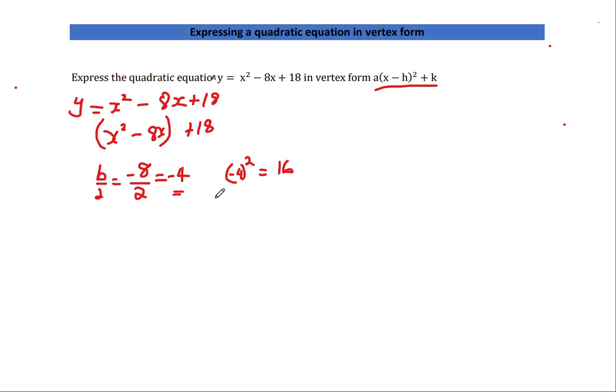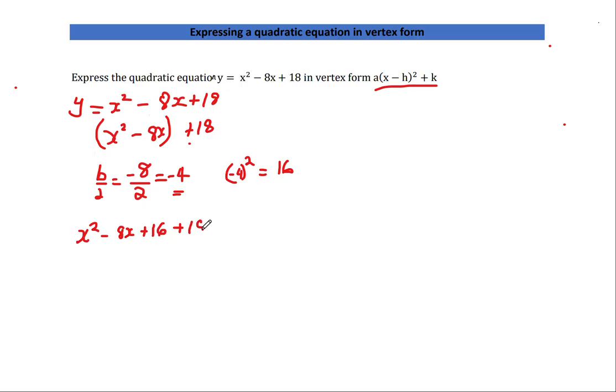To complete the square, what we're now going to do is to add that 16, which is the (b/2)² figure. We add that 16 to the variables that were isolated, the variables here that were separated in brackets, x² - 8x. So we add 16 to x² - 8x, and we add back the 18 here, so plus 18.